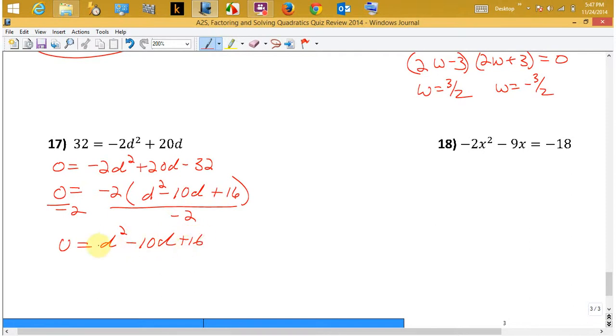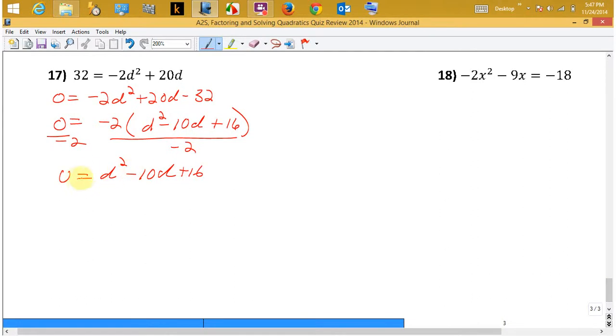Notice that the term in front of the d squared is a 1. So I can just use easy factoring. This is not a difference of squares because I have this d term in the center. So let's go ahead and come up with two numbers that add to a negative 10 and multiply to 16. So that would be 0 is equal to d minus 8, d minus 2. So d would be equal to 8, d would be equal to 2.